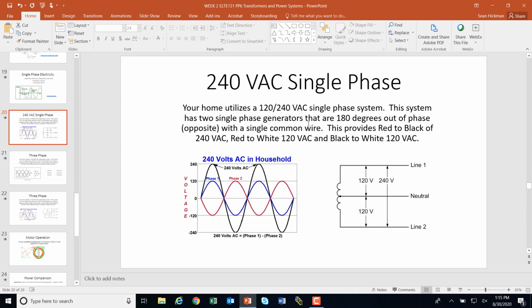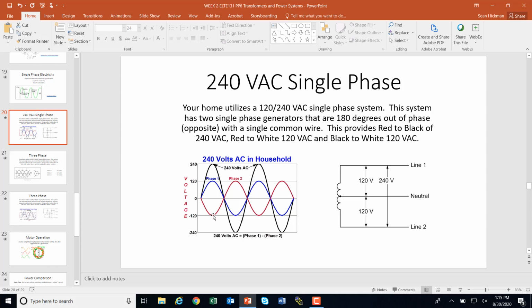And the way that this is generated is that there are two single phase generators that are 180 degrees out of phase, so they're opposite of each other. Okay, so if I take a look at my household voltage here, I have phase 1 and phase 2.